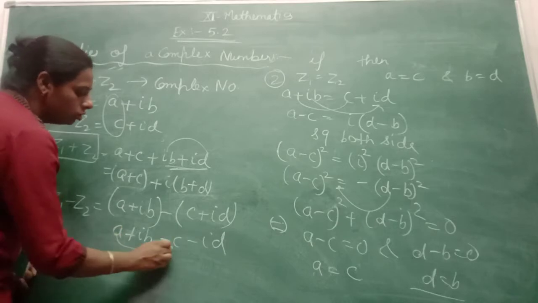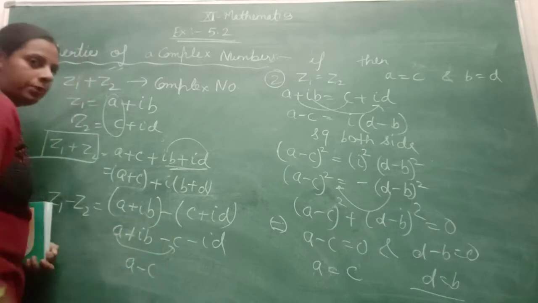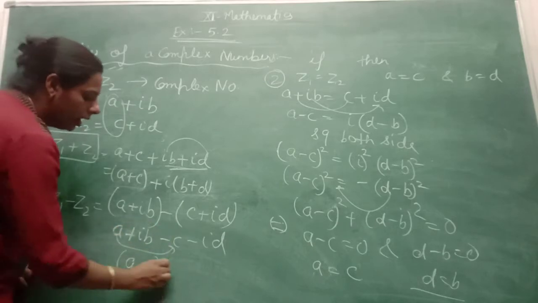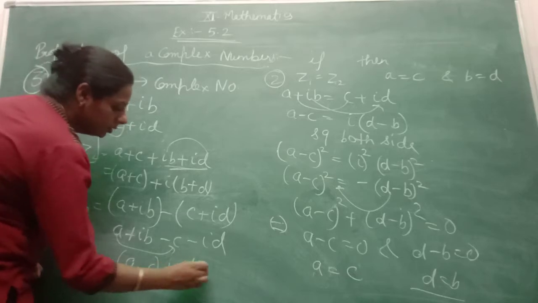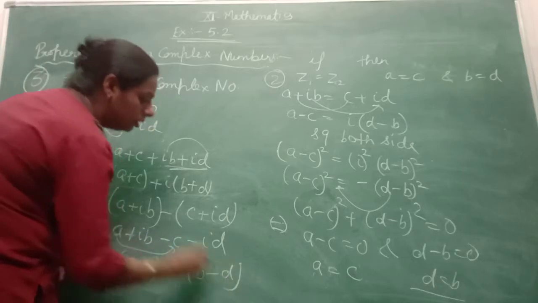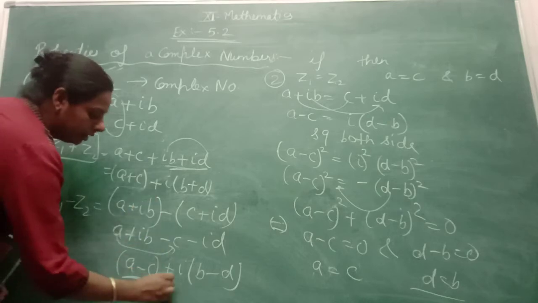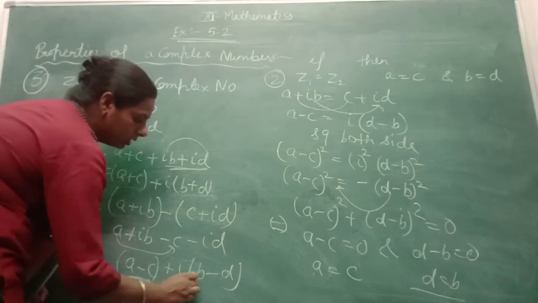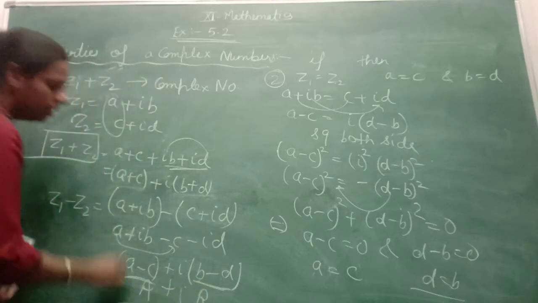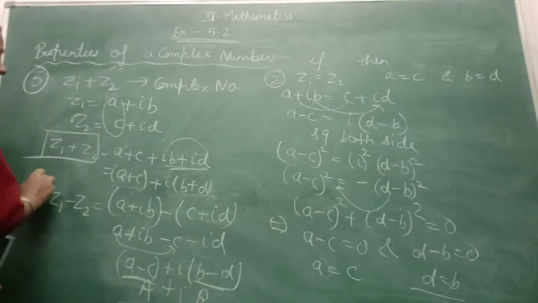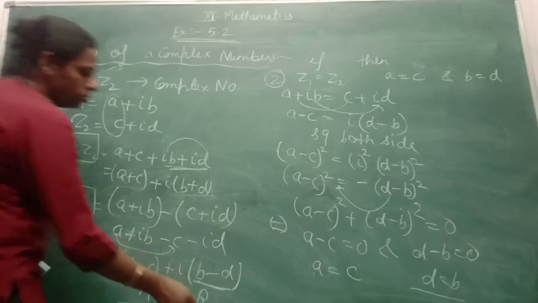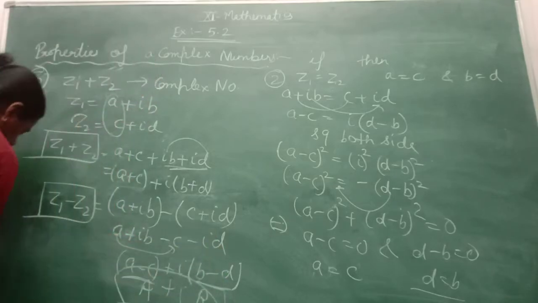As I have told you, addition and subtraction of the real numbers will be there and the imaginary numbers will be on the other side. So this is a real part, that is written as the real number a, and this is the imaginary part, a plus ib. So the difference of two complex numbers is also a complex number.